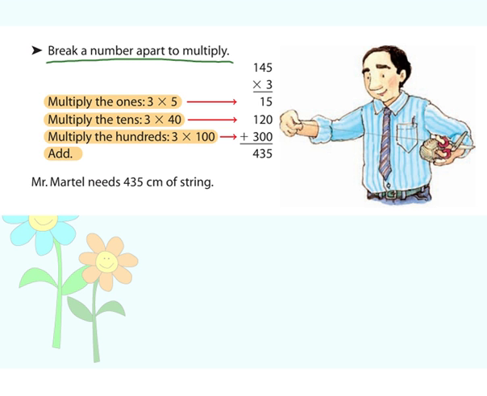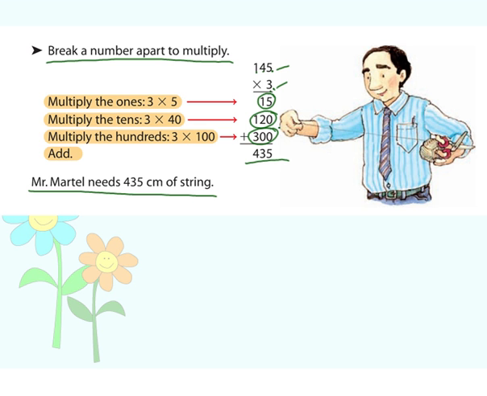So you're going to go 145 times 3. 5 times 3 is 15. 3 times 40 would be 120. 3 times 100 is 300, and then add them up: 435. So Mr. Martel needs 435 centimeters of string.